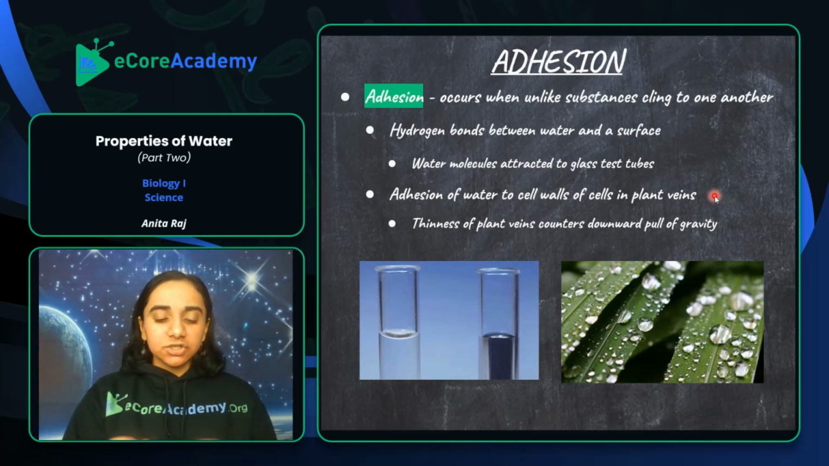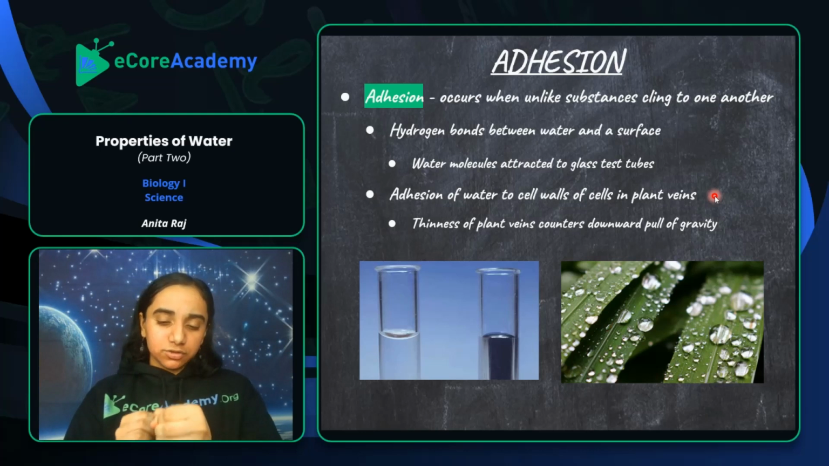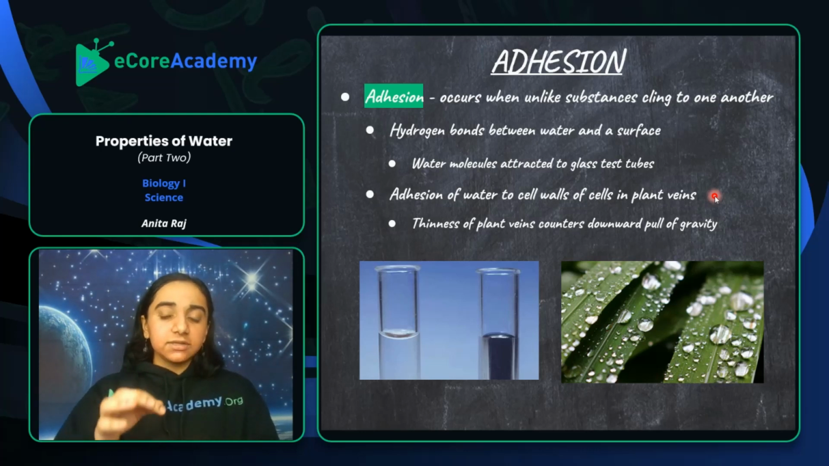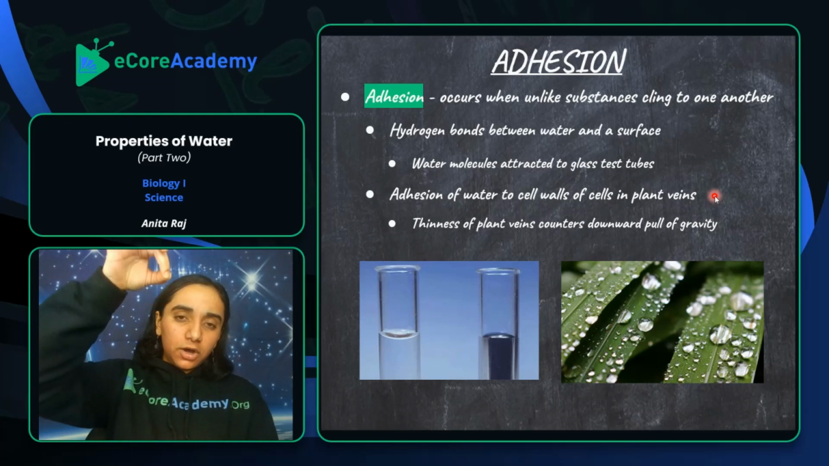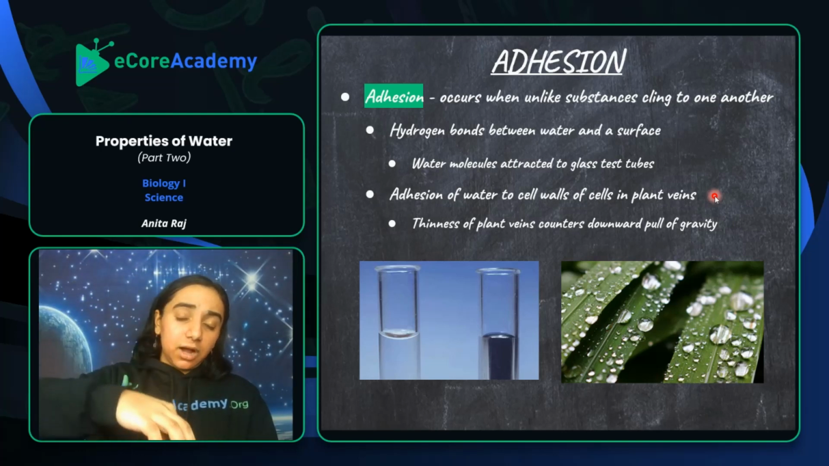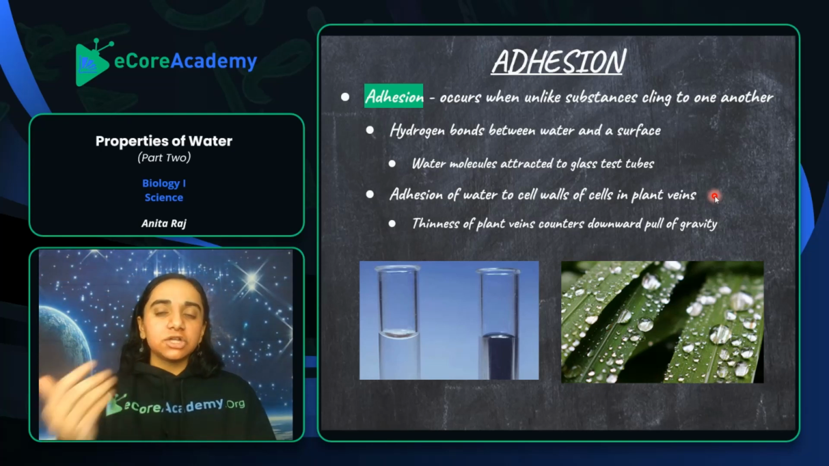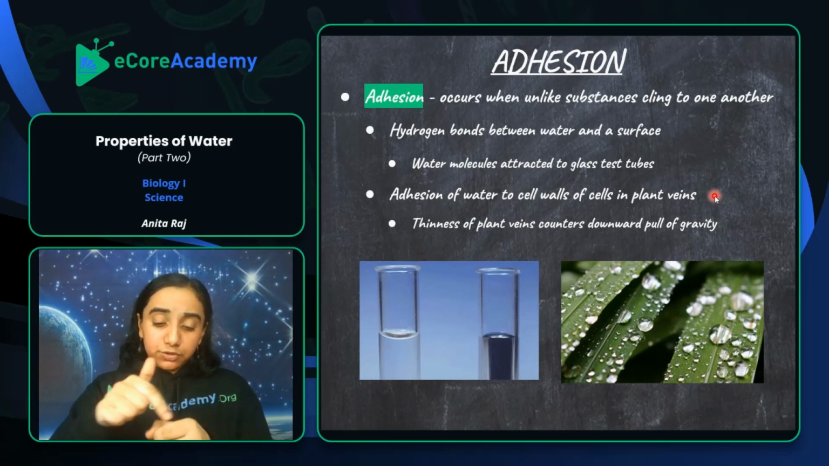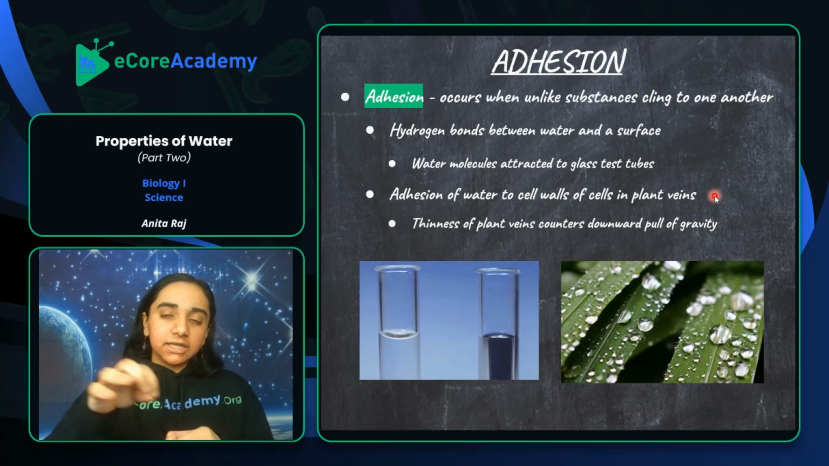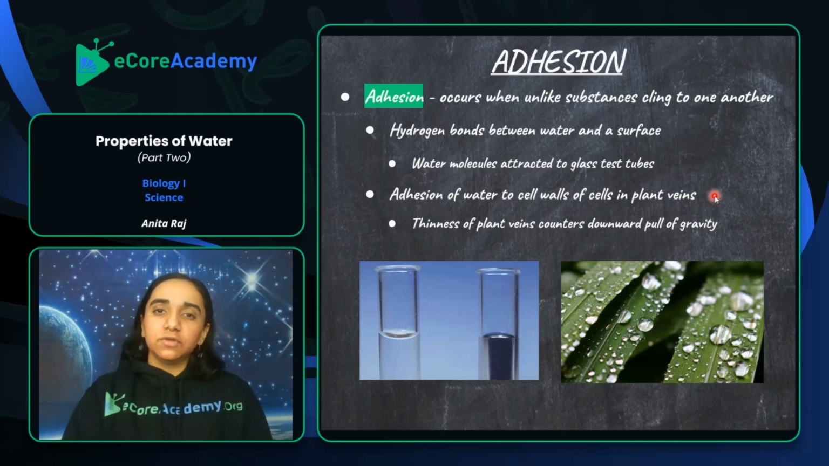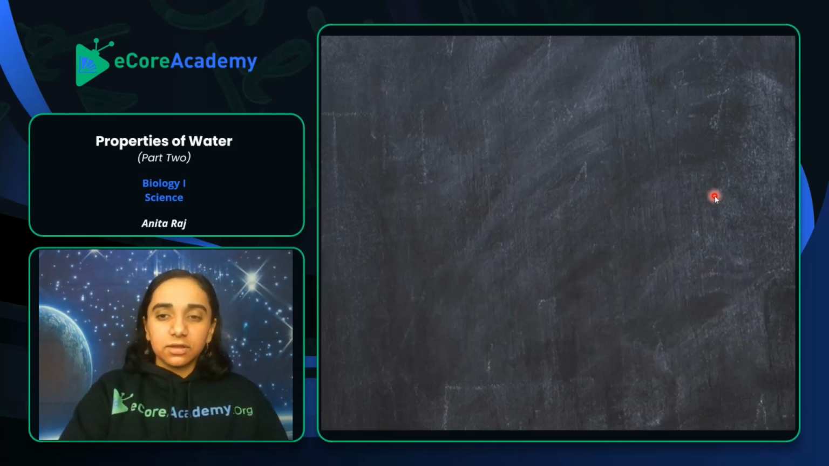Specifically looking at adhesion, the thinner the diameter of that vein, so the smaller it is, the better it's able to pull water up from the roots to the leaves, because if you think about it, more water molecules are touching that outer surface, the plant cell walls, and the more it's going to get adhered to that other surface and move up into the leaves.